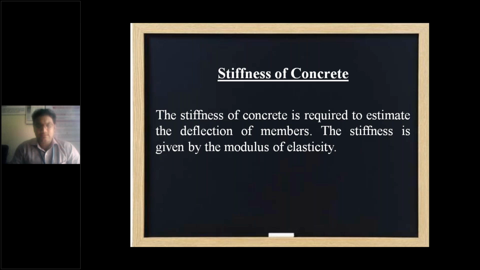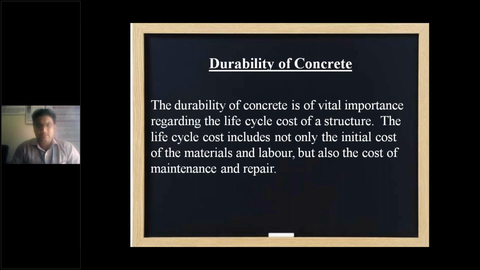And next one, durability of concrete. Durability of concrete is also very, very important. Durability is of vital importance regarding the life cycle cost of a structure. Because when you go for pre-stressing, you can't construct the structure just for 10 to 20 years. You should build the structure for at least 100 years of lifetime. So durability always plays a vital role in the life cycle cost of the structure.